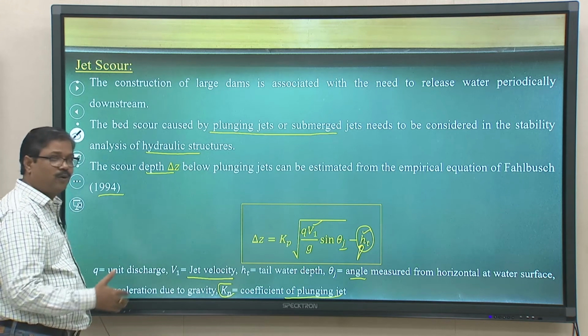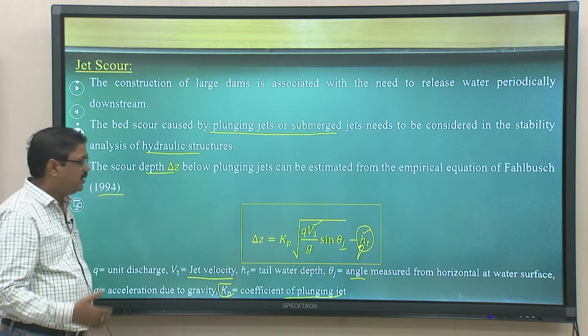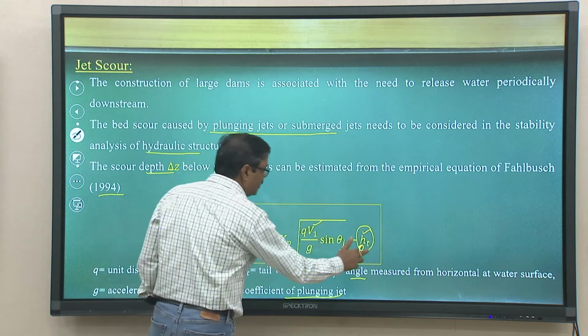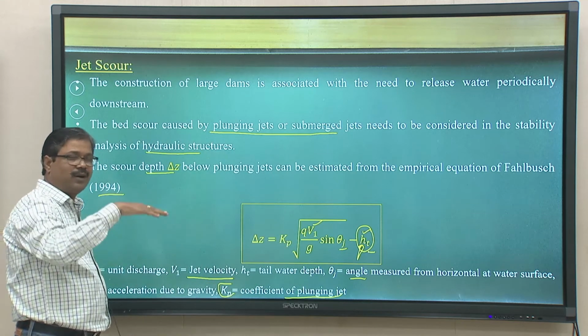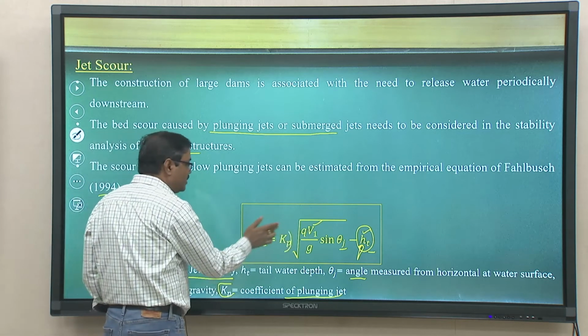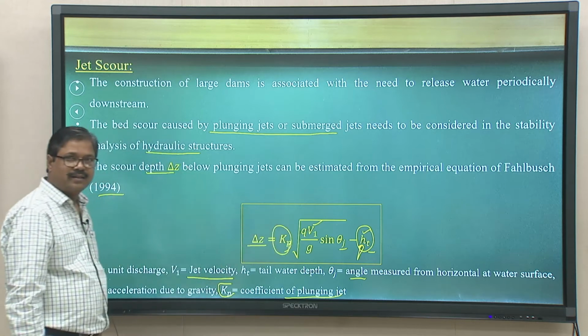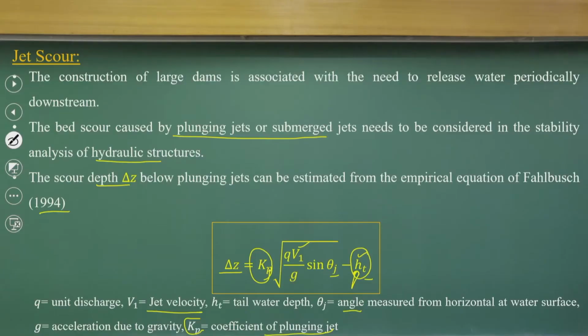That is what is followed downstream of a bridge, where we try to have sufficient tail water depth. If the tail water depth is sufficient, you can know what the scour depth will be, and this Kp depends upon the bed material characteristics. It also depends on sin theta j. Q is the flow rate per unit width.